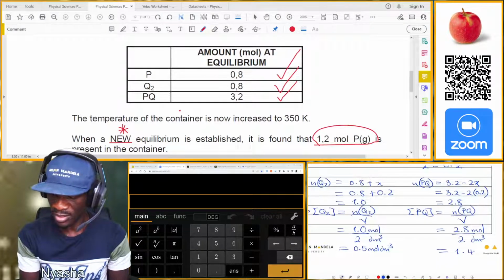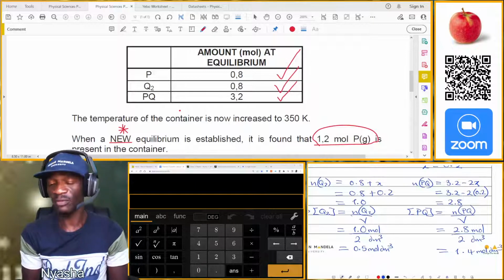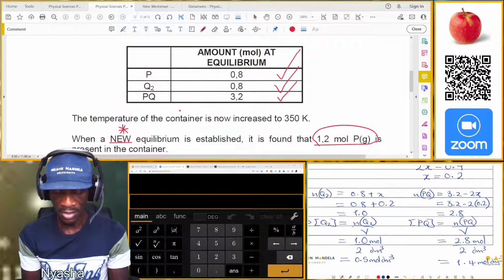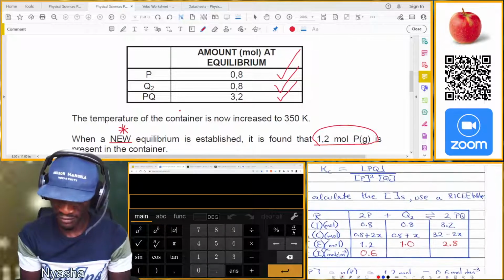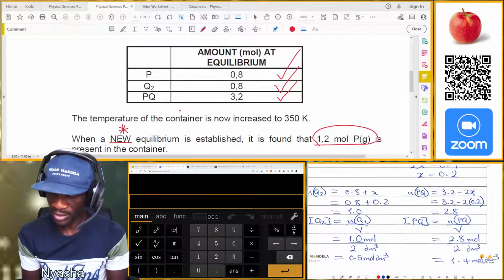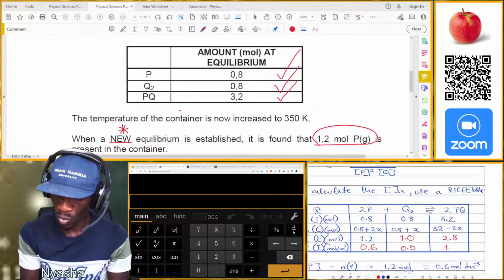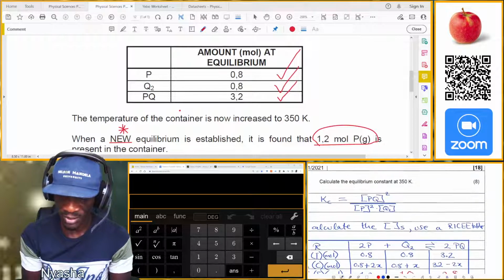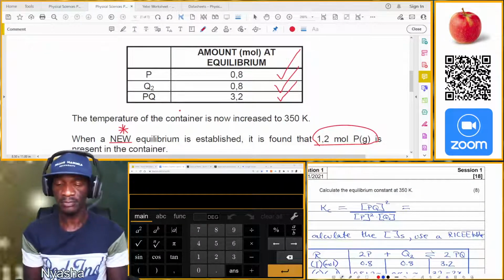1.4, isn't it? 1.4 mole per dm cubed. So let's fill in the rice table. Concentration of Q2 is 0.5. Concentration of PQ is 1.4. Now we are happy because we can continue our calculation now.